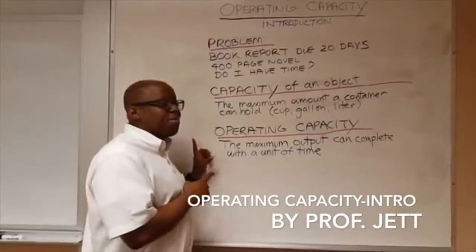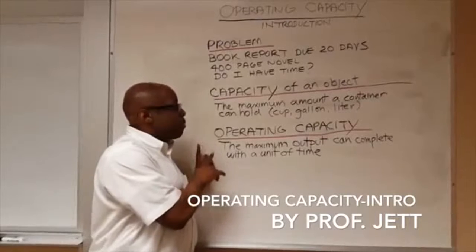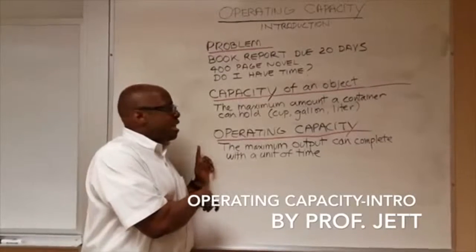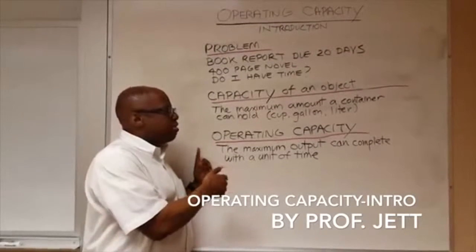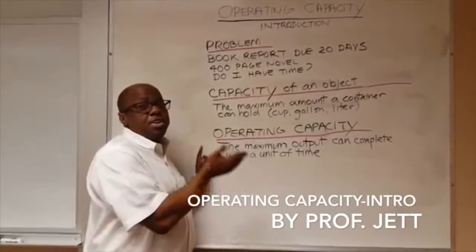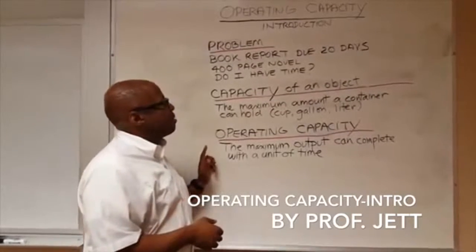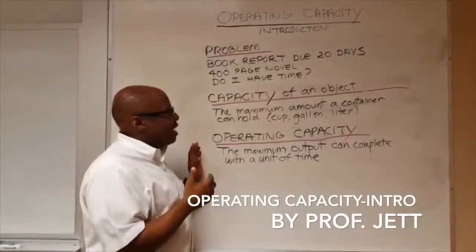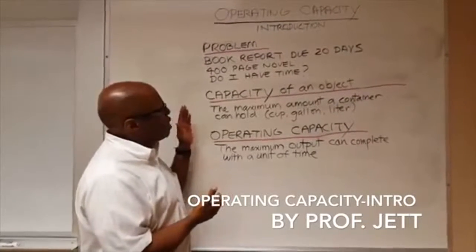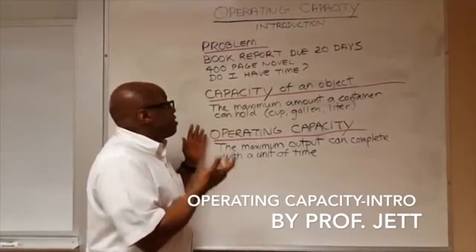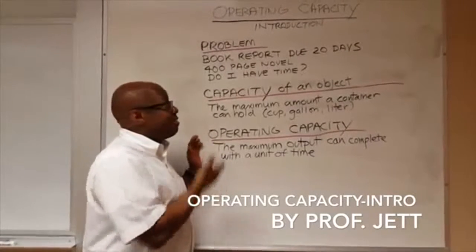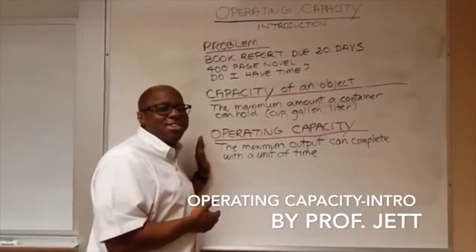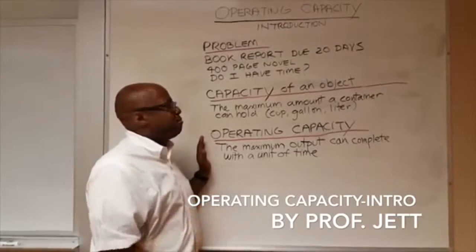But I'm going to talk about something a little bit different, and that is operating capacity. That's the maximum output that can be completed within a unit of time. So basically that's like saying, how many pages can I read within 20 days? Because that tells me whether 400 pages is something I can do or whether I need to pick another book.